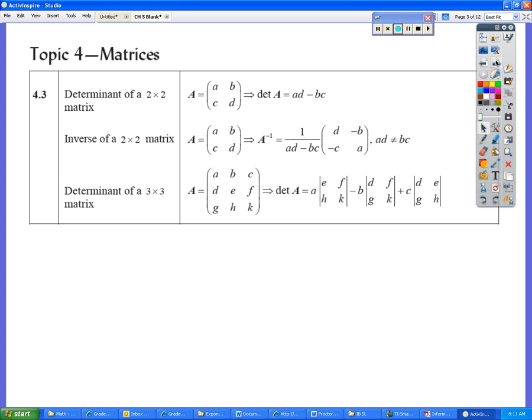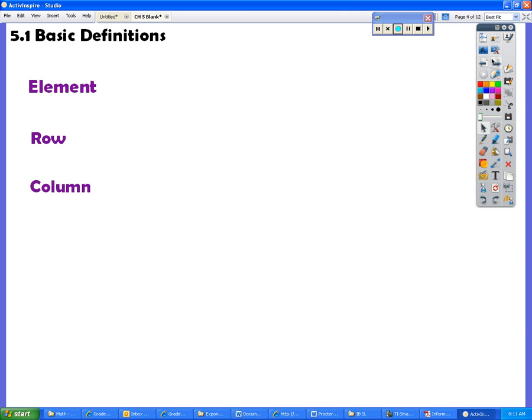This is what's inside of your formula sheets: determinants, inverse, and then the determinant of a 3x3, which essentially means that you might have to do this by hand and not with a calculator.